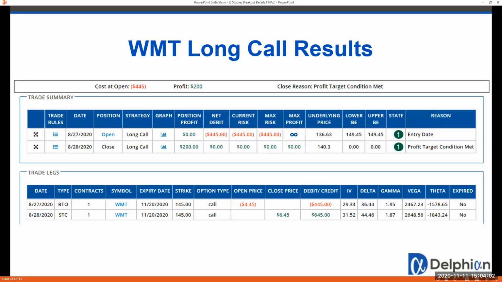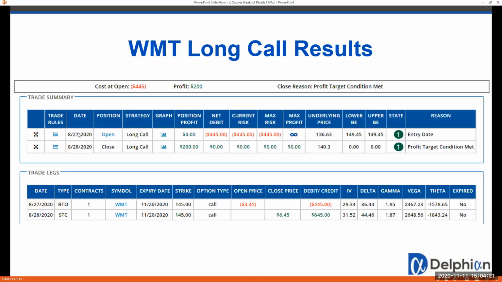So, Walmart long call results, excuse me. You can see that on 8/27 is when the signal had come together. You can see the long call was purchased, the 11/20 expiration, 145 call, paid $4.45 for it. You can see the underlying price of the stock of Walmart was around 136.63.